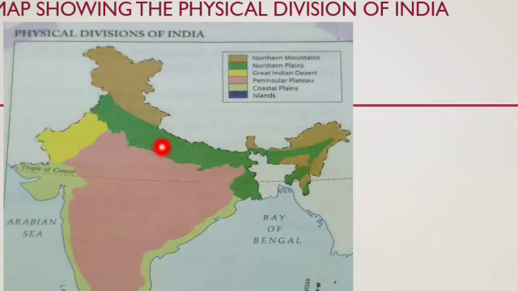The northern plains, here the green denotes the northern plains. To the south of the northern mountains, the land is flat and fertile. This is why many food crops are grown here.